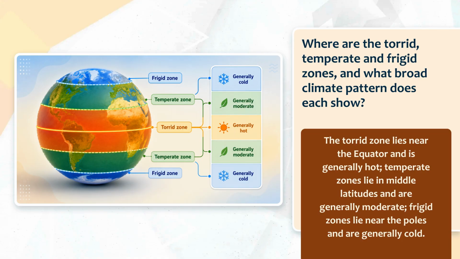The torrid zone lies near the equator and is generally hot. Temperate zones lie in middle latitudes and are generally moderate. Frigid zones lie near the poles and are generally cold. The pattern repeats in both hemispheres. Next, we will read approximate city latitudes and identify their hemispheres.